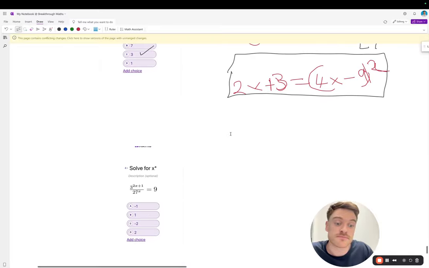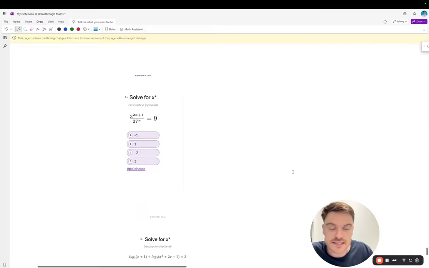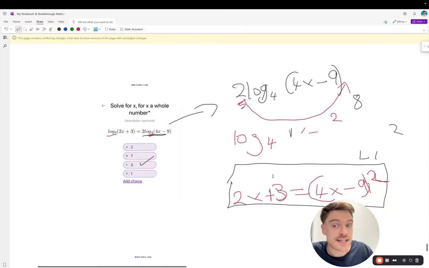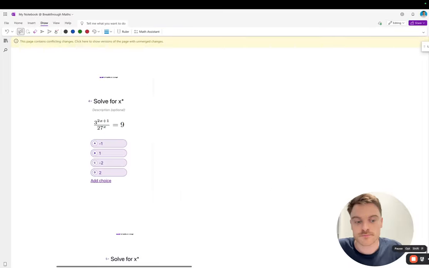But that's just to show you. Makes sense. That's just basic. Not basic. That's a difficult log question. Now this question here on indices. Can you have a look at this and try it? You can give this a go.